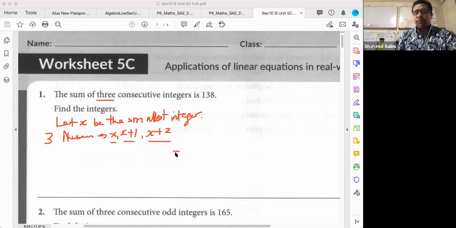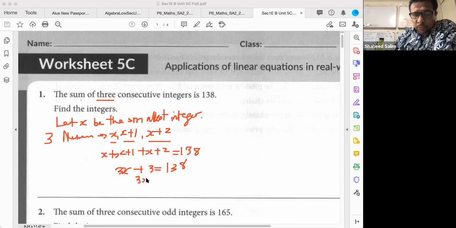So I form an equation. What's the equation? x plus x plus 1 plus x plus 2 equals 138. So you will get 3x plus 3 is equals to 138. Okay, so 3x equals to 138 minus 3. You get 135. So when you get x, it is going to be 45.